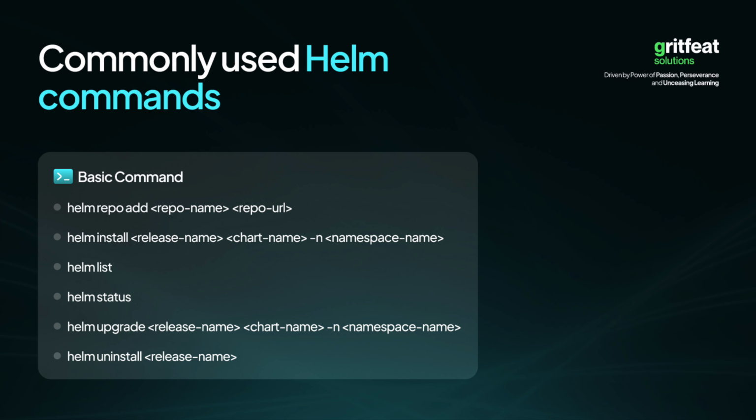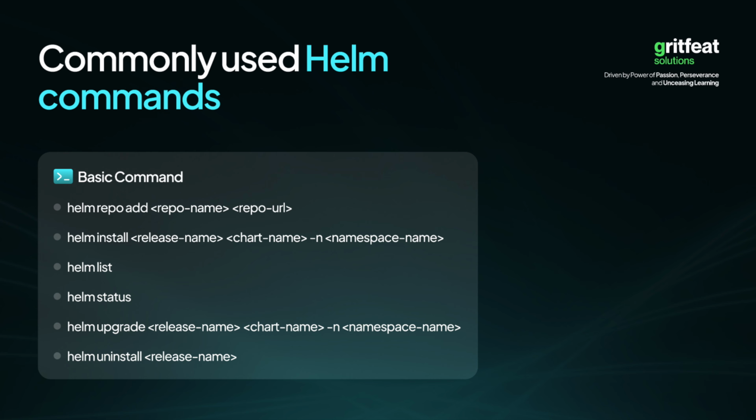Now that we have covered the benefits of Helm charts, let's look at some of the commonly used Helm commands that you will interact with on a daily basis to manage your applications. First, to get started with charts from public or private repositories, you will use the helm repo add command. This command adds a Helm chart repository to your local Helm configuration, allowing you to fetch and install charts from it. Once you have a repository added, the most fundamental command is helm install. This command is used to deploy a new instance of a chart into your Kubernetes cluster.